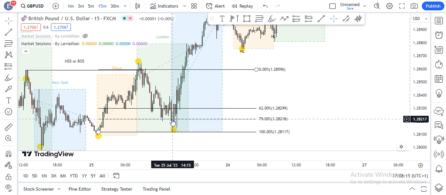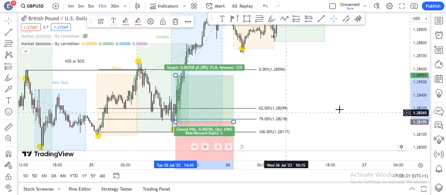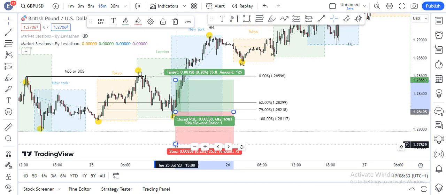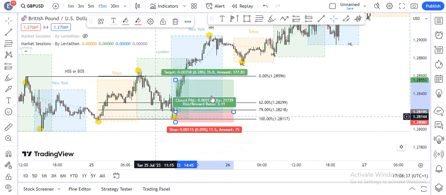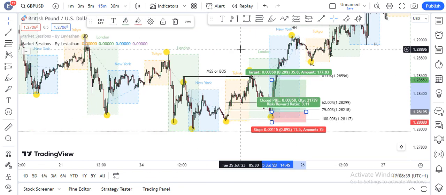So now we're in the New York session. We're looking to take our New York session trades at 14:30. So where's 14:30? This is 14:30. So at 14:30 we take our trade here. Where are we putting our stop loss? We're putting our stop loss underneath this low.